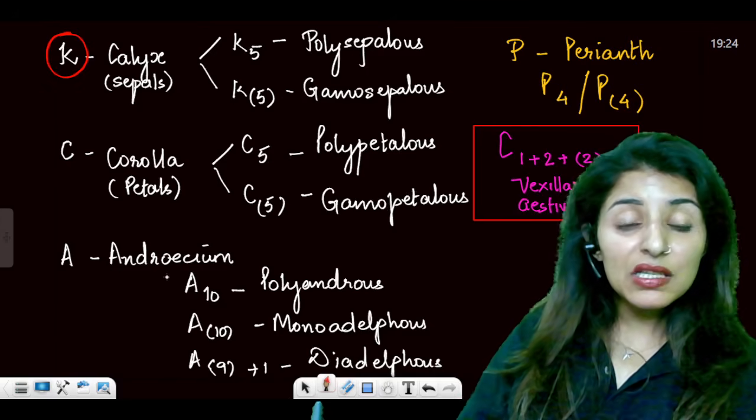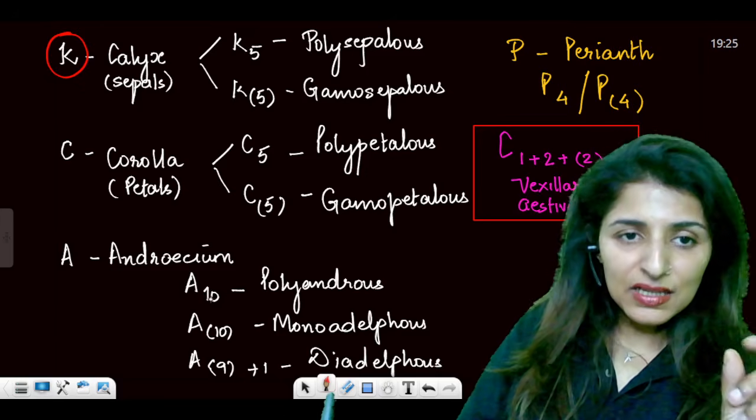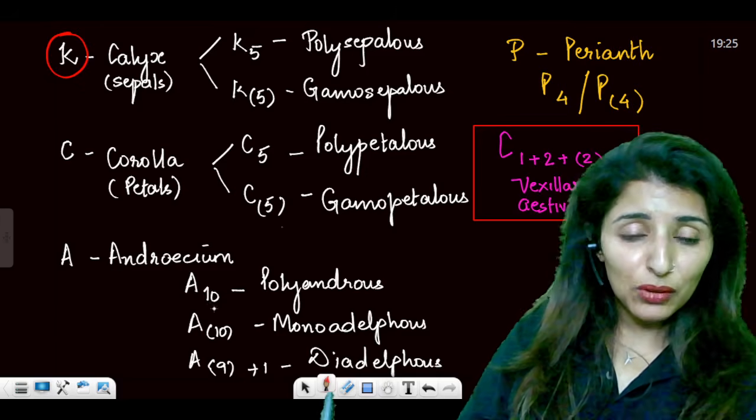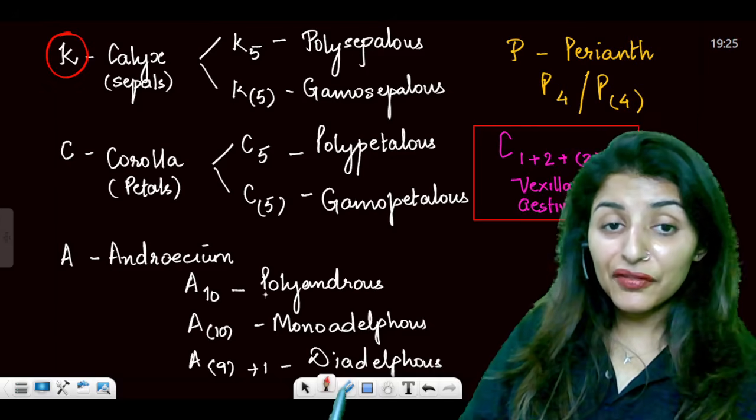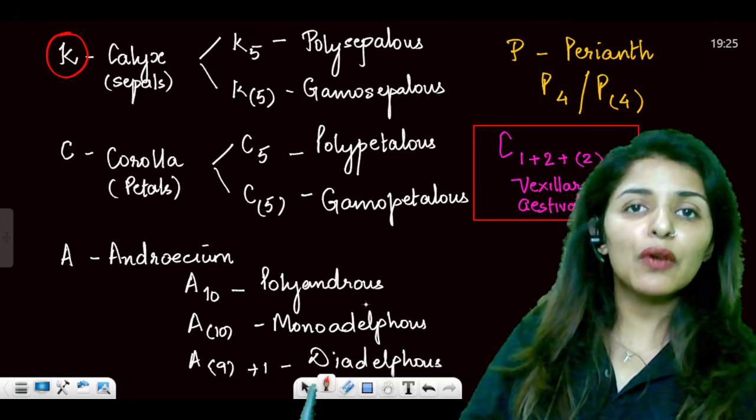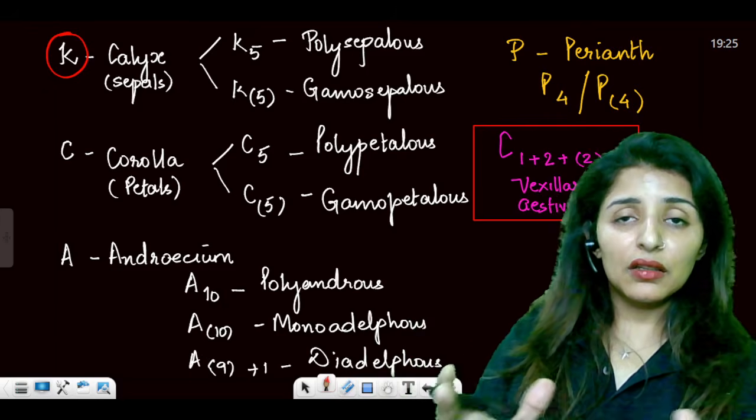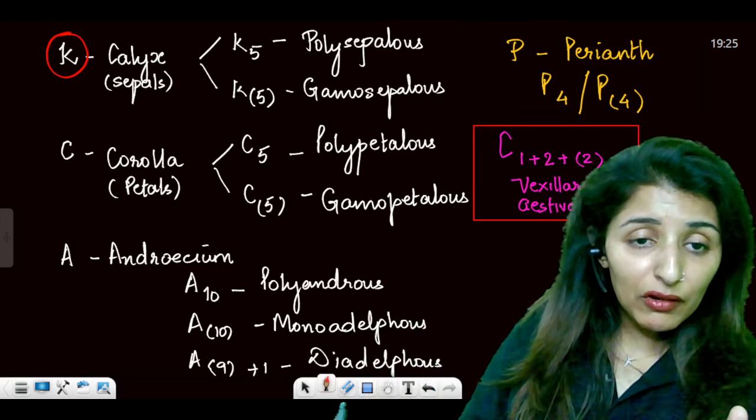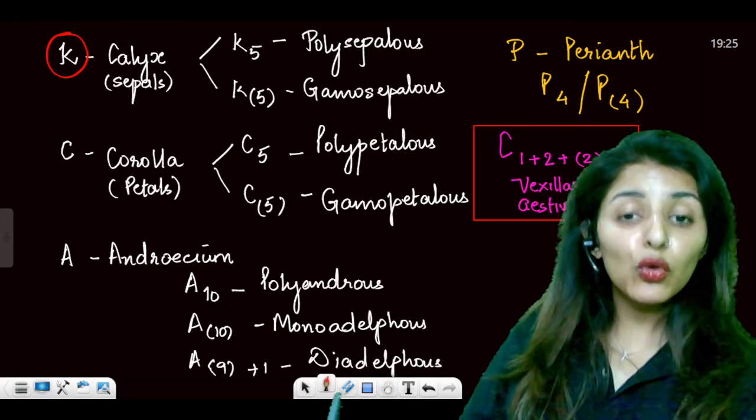Now, talking about the stamens or the androecium, the number of stamens is written as a subscript under A. So A indicates the androecium. If there are 10 stamens but all of them are free, we call it the polyandrous condition. Poly word is for free. Then if there are 10 but they are joined together to form one cylindrical bundle, there will be a bracket around the 10, and this is known as monoadelphous.